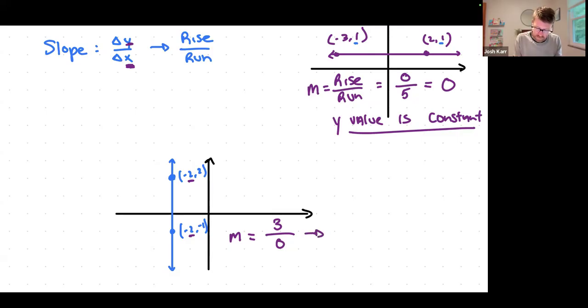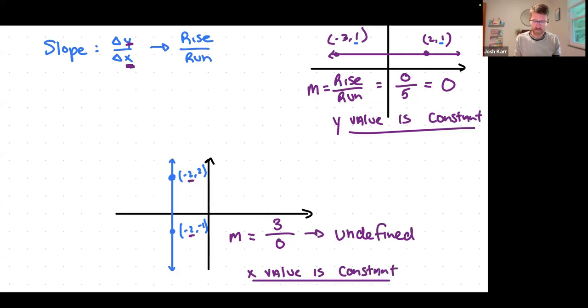So this slope is undefined. We have a constant x value, which makes our denominator 0. That means we're going to attempt to divide by 0, and that is not a thing that we can do. So we end up with an undefined slope, okay? This happens for every horizontal line. It happens for every vertical line.